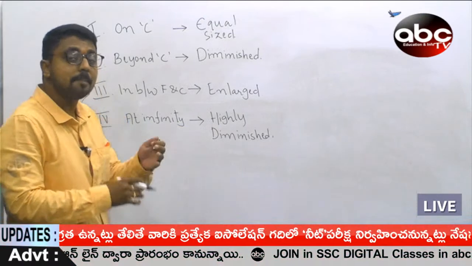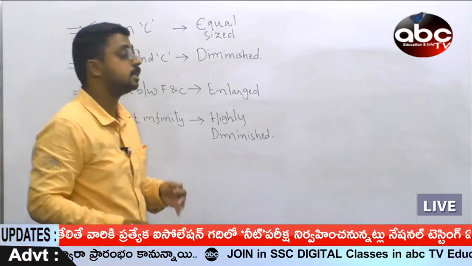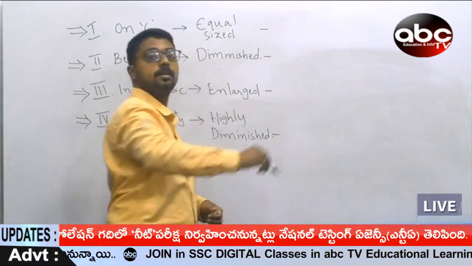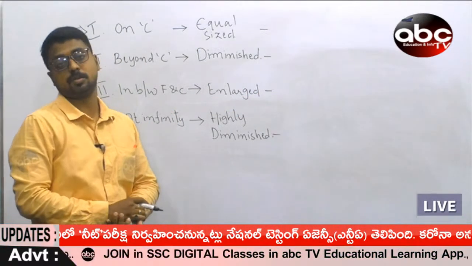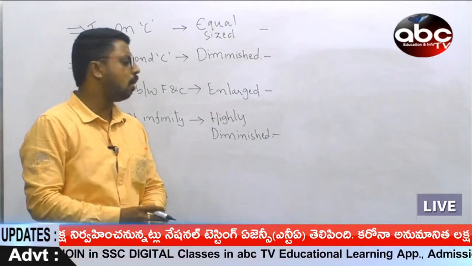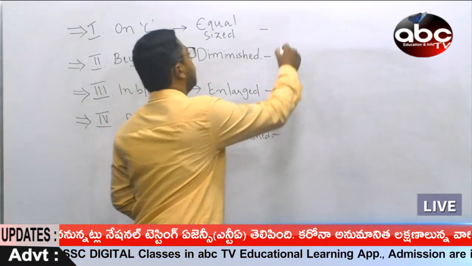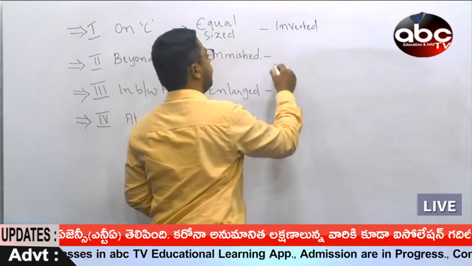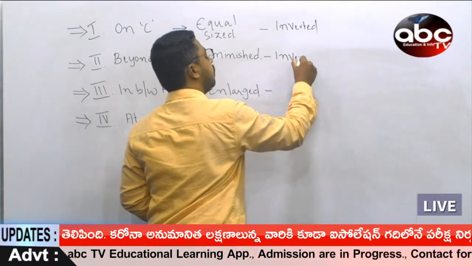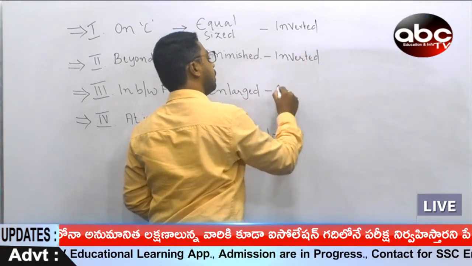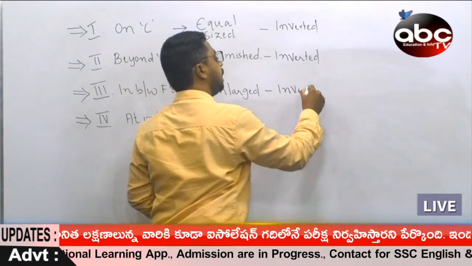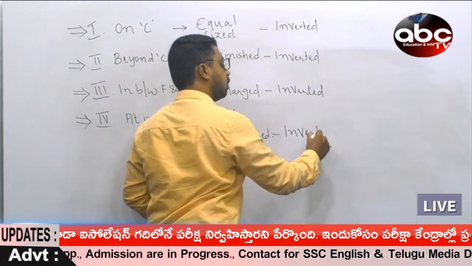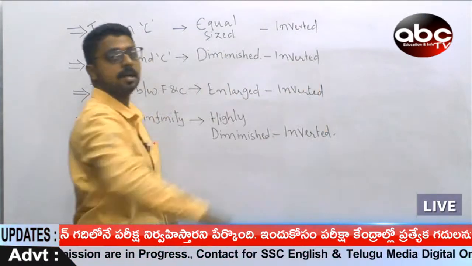Let us observe the variation taking place in the position also. The position is almost the same. Even here we obtained an inverted image. Even here also we obtained an inverted image. At the same time, in the last case also we obtained an inverted image.